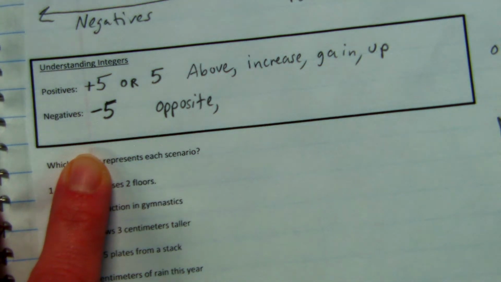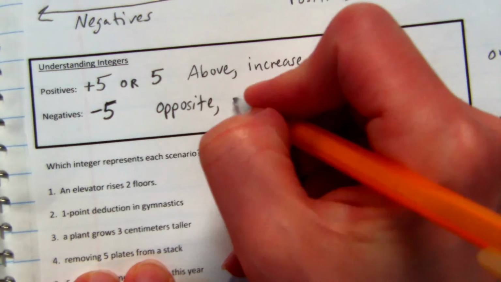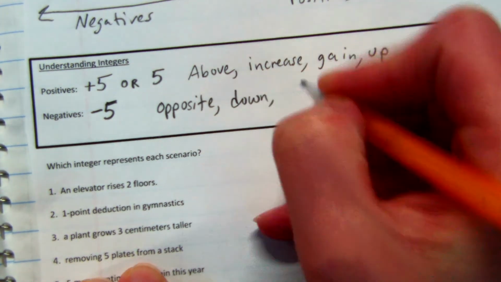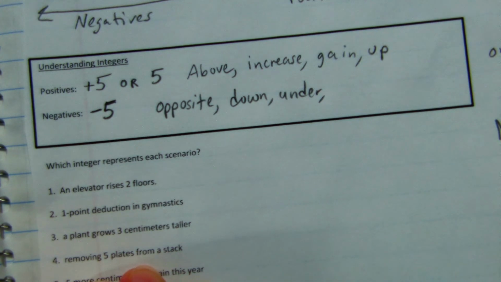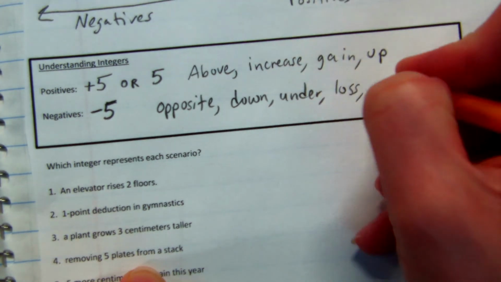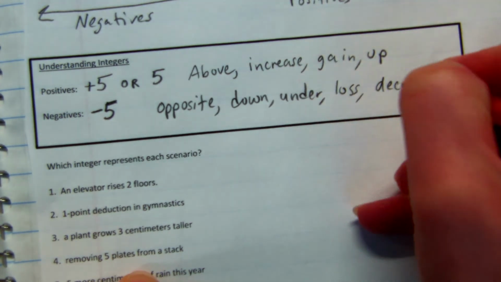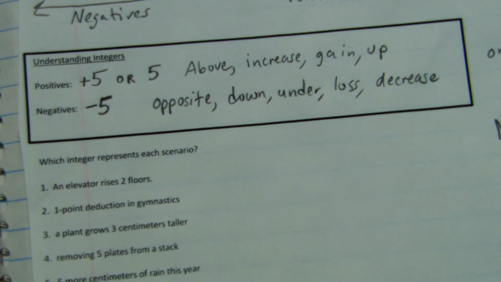And it either means the opposite, which is kind of where this came out. It's like the opposite of having money is owing money to someone else that's going out. It can mean something that's going down, something that's under, like we think below 0, under 0 with temperature. It can be a loss. It can be a decrease. And you guys could probably come up with other words that mean the same thing.